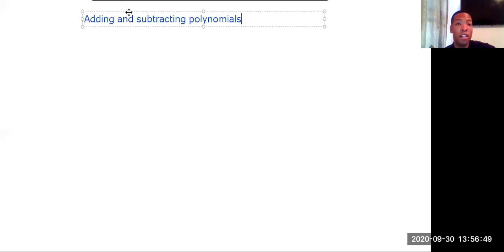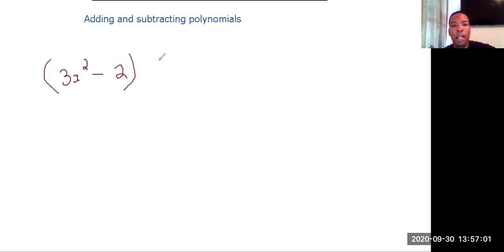On this computer. All right, so I want to go through just two examples real quick. Say, for instance, I have (3x squared minus 2) plus (4x) plus 8.